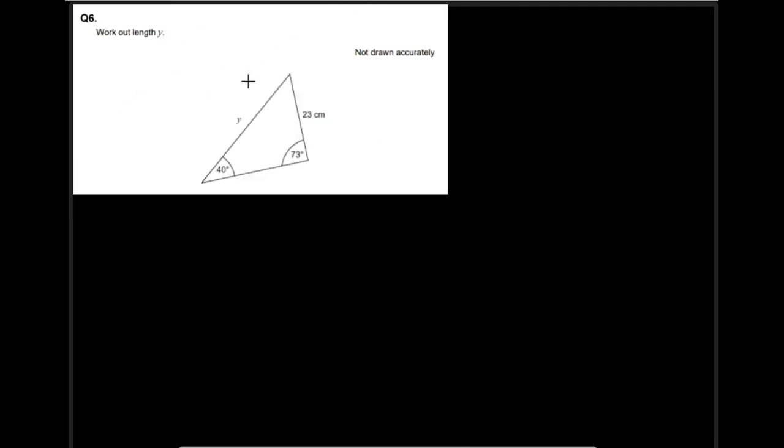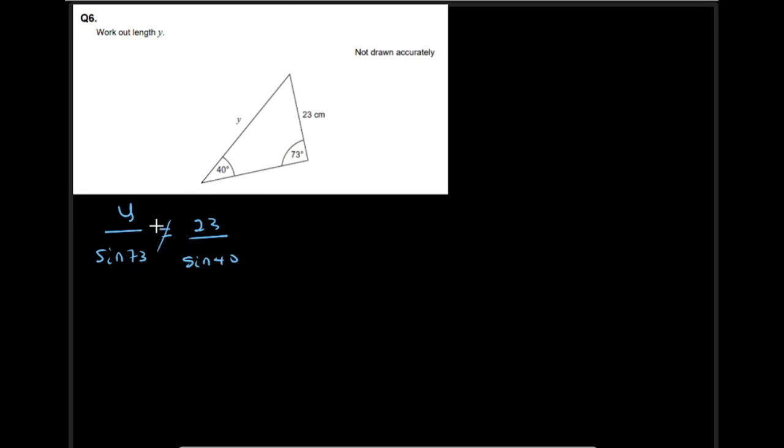Now question 6 here says work out the length of y. Alright, so this is a problem on sine rule. Why is it a problem on sine rule? It's a problem on sine rule because we are looking at a relationship between two sides and two angles. So based on our sine rule, we're going to have y over, what's the angle opposite to y? 73 degrees. So I have y over sine 73 equals 23 over sine of the angle opposite 23, which is 40. So you have sine 40.